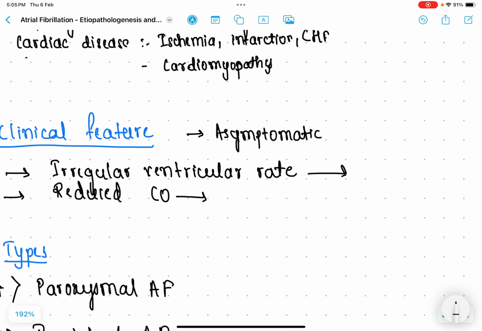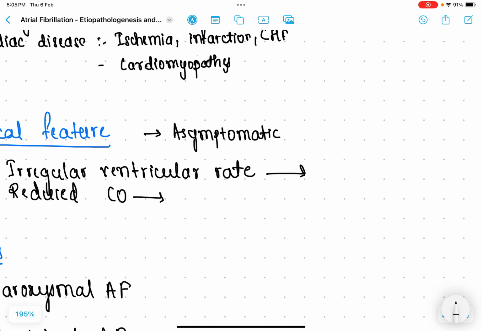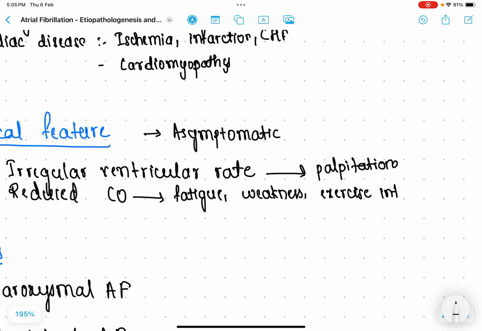Okay, the features can be due to irregular ventricular rate, that is your palpitations. And it can be due to decreased cardiac output. So the patient might have fatigue, weakness, exercise intolerance, or the patient might have syncope.